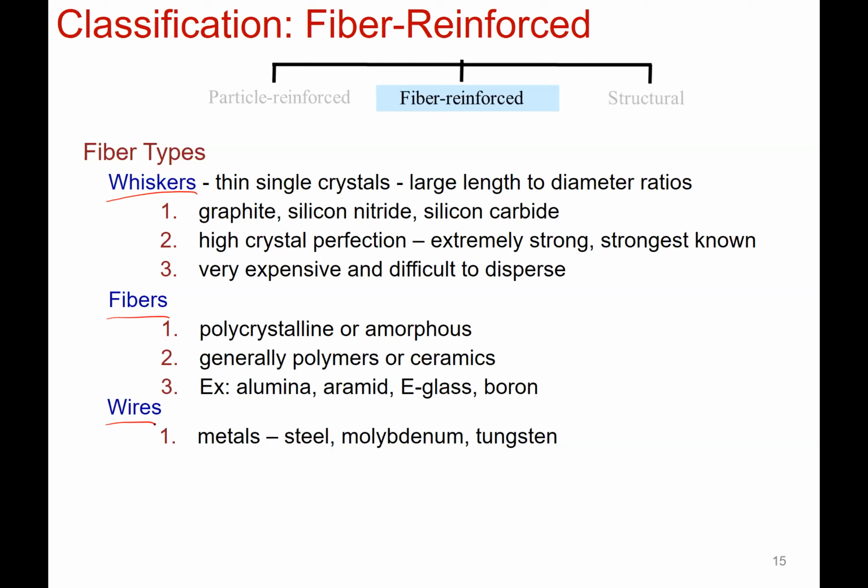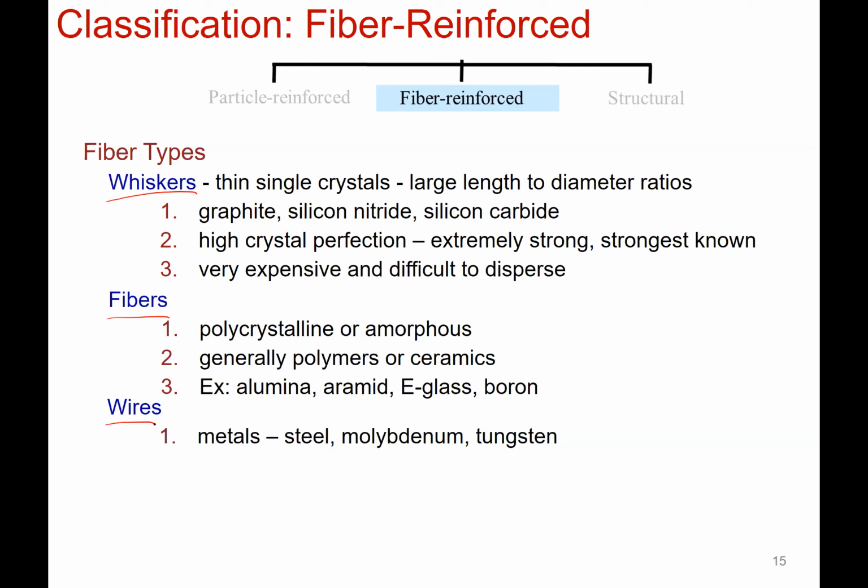With whiskers, these are typically thin single crystals, so there's a large length to diameter ratio. Typical whiskers are graphite, silicon nitride, silicon carbide. But of course, single crystals of these things are obviously expensive, and they can be hard to disperse.